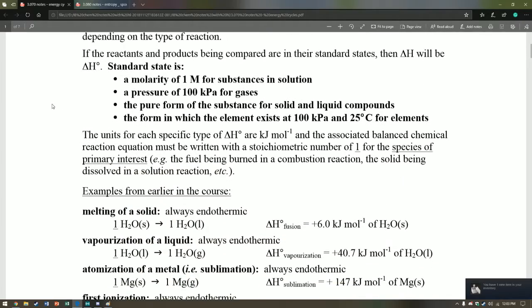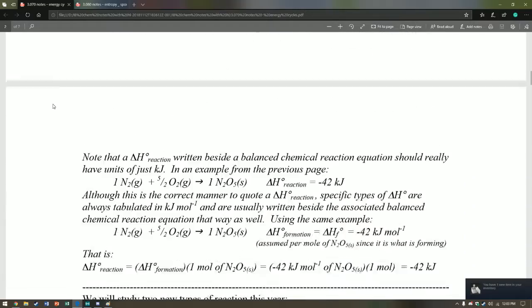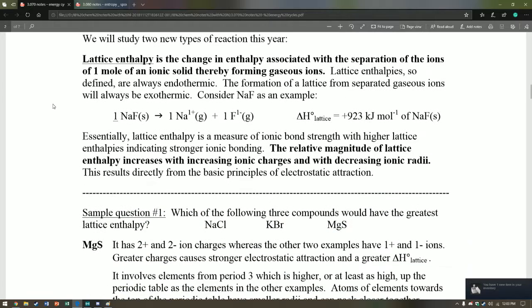This is just review. You'll study some new types of reactions in the HL syllabus. The first one is lattice enthalpy, which is the change in enthalpy associated with the separation of ions of 1 mole of an ionic solid, thereby forming gaseous ions. So basically, how much energy does it take to split the ions up? That's what lattice enthalpy is stating.